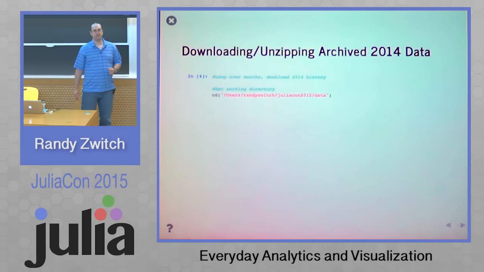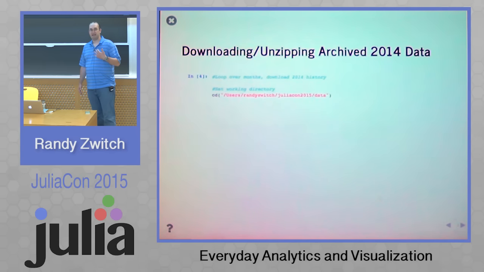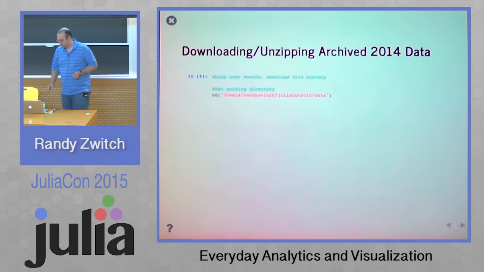They provide archived data sets for every month where they tell you, down to the ride level, characteristics of the customer that rented the bike, where they got the bike from, latitude and longitude, the duration of their bike trip, and several other attributes. So what we're going to do is go through and analyze the entire 2014 data set.